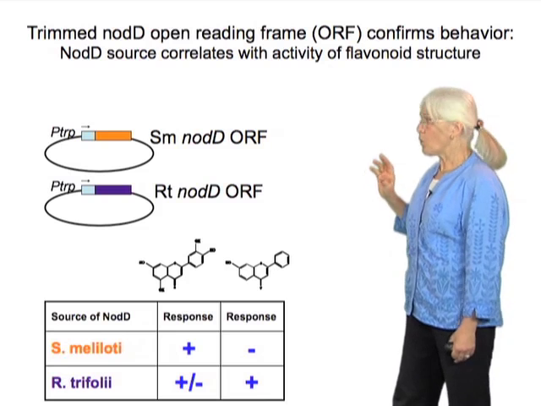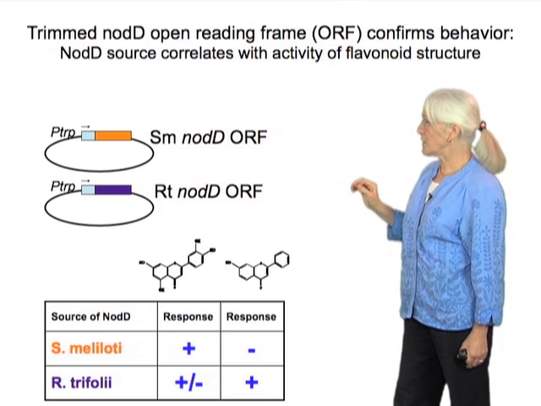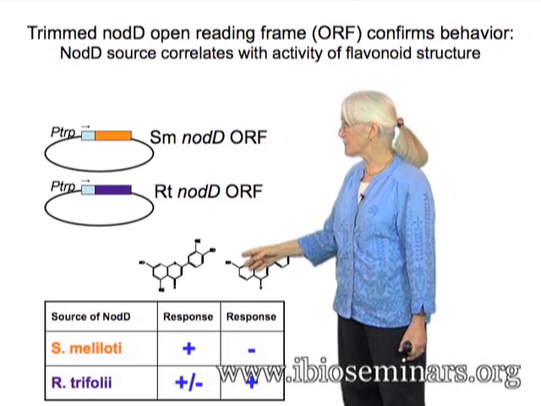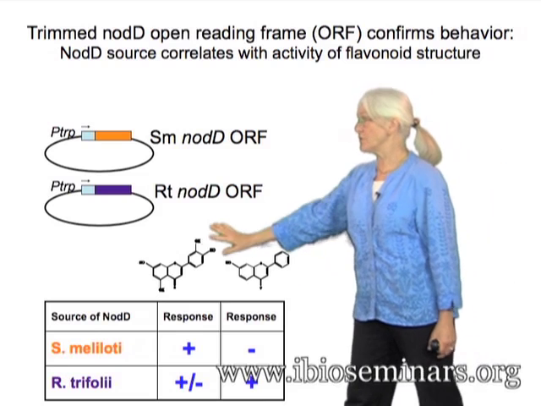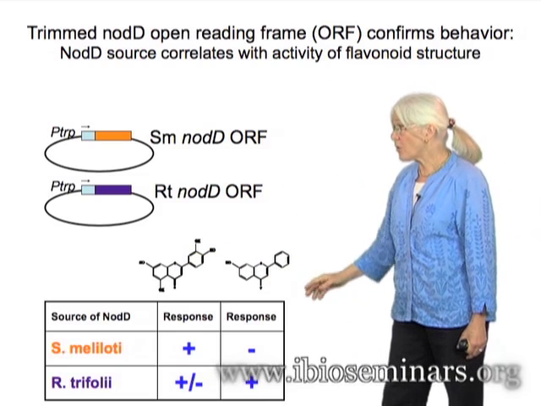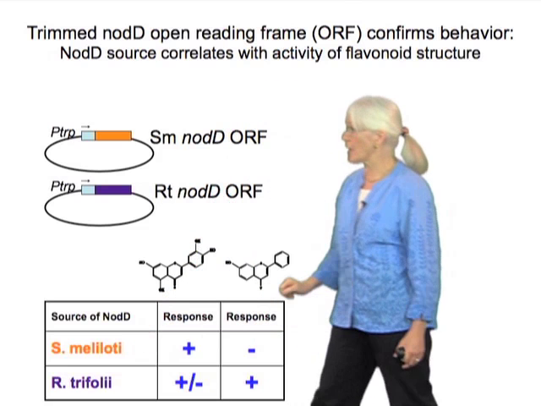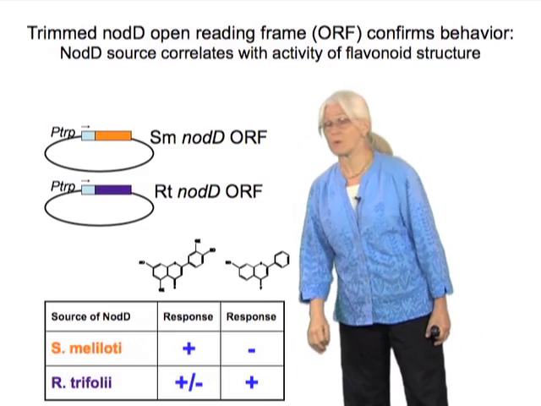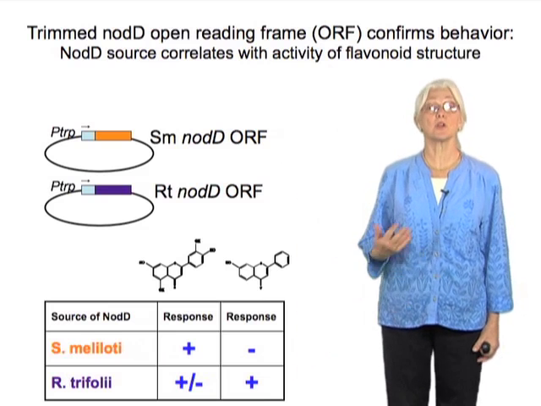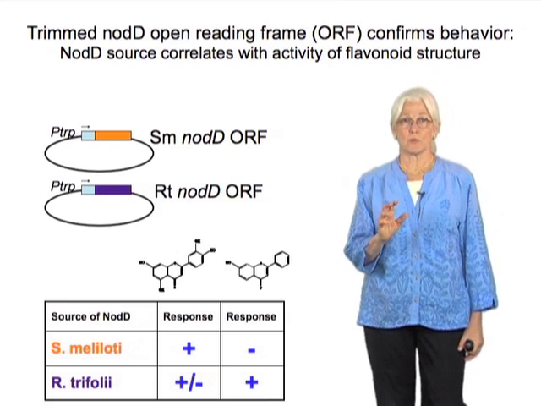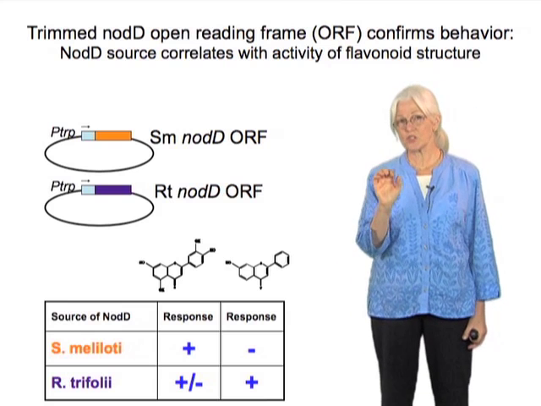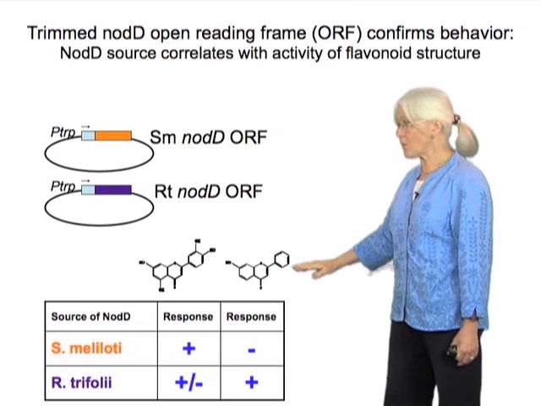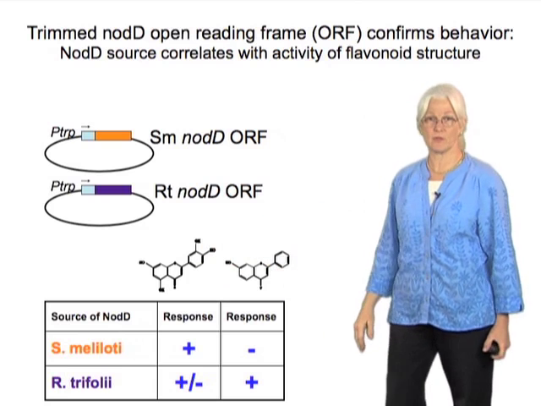But now let's ask, how do those reporter strains respond to a completely different flavonoid shown here? And you can see, for example, it has only 1 hydroxyl, whereas luteolin has 4. Well, now, if we take the strain containing the Sinorhizobium meliloti NodD, we see that there's no expression at all, whereas the NodD from the Rhizobium trifolii shows good activity. So this shows that the amino acid sequence of just NodD is sufficient to account for a different response to one flavonoid structure versus another flavonoid structure.